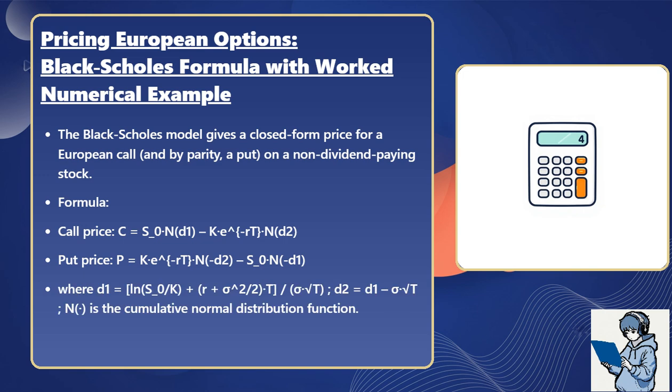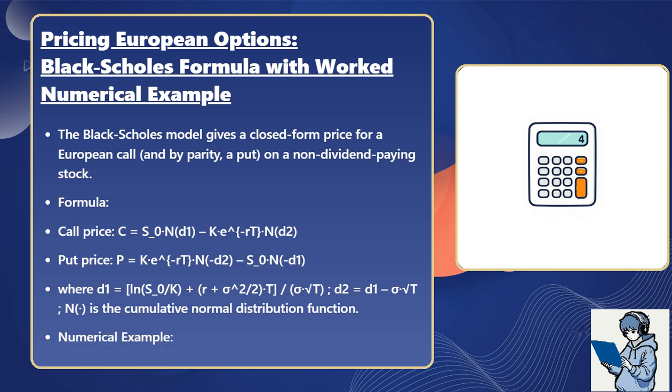Where d1 equals the natural log of S0 divided by K, plus the sum of r plus sigma squared over 2, times T, all divided by sigma times the square root of T. d2 equals d1 minus sigma times the square root of T. N of a variable is the cumulative normal distribution function.